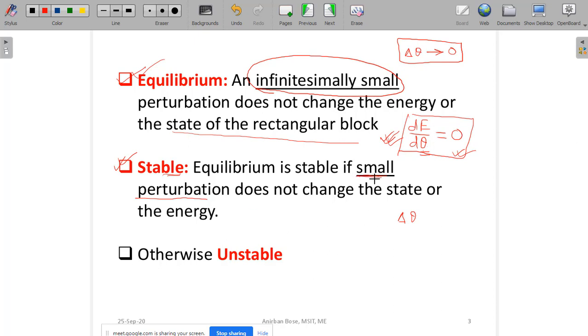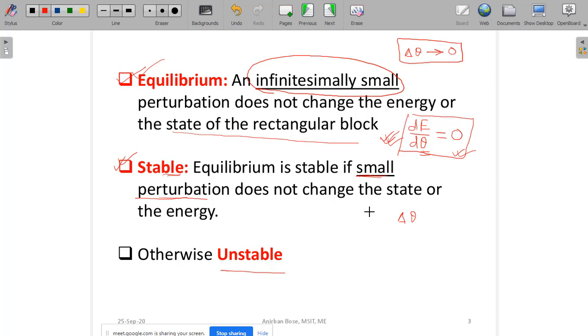In that case, remember, the small perturbation does not change its state. Again it will come back to its original state if you deviate it. Otherwise it is unstable. Otherwise it is unstable means, in the case of a maxima position, if you perturb it, it will not come back to its position. That means it is an unstable equilibrium.